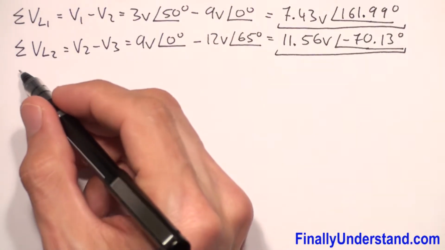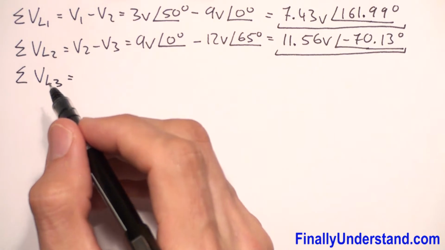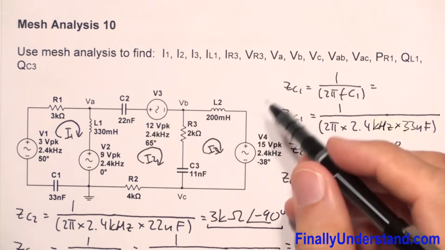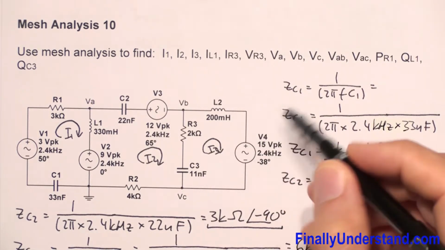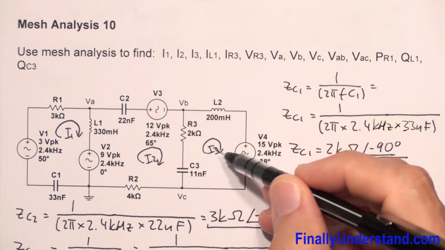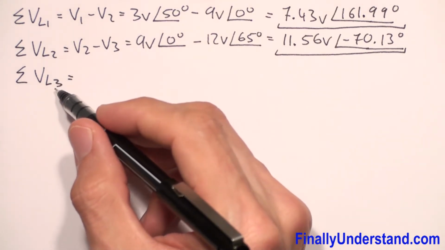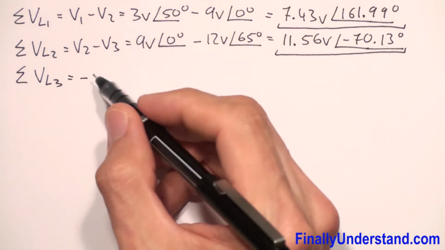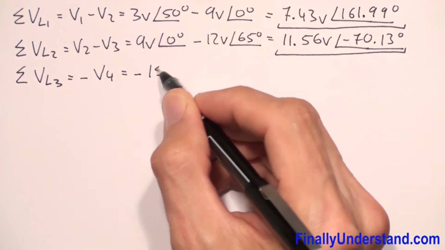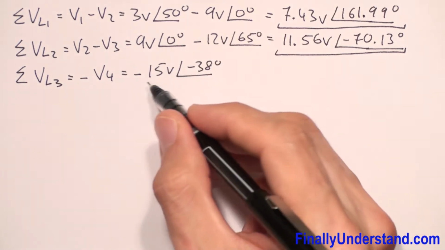Next, we're supposed to find the sum of the voltages in loop 3. In loop 3 we have just one voltage source. This voltage source is going to push the current up, and this current is going to go in the opposite direction to I3. That's why I'm going to say this is negative V4. So the sum of the voltages in loop 3 is equal to negative V4, so this is negative 15 volts at an angle of negative 38 degrees.